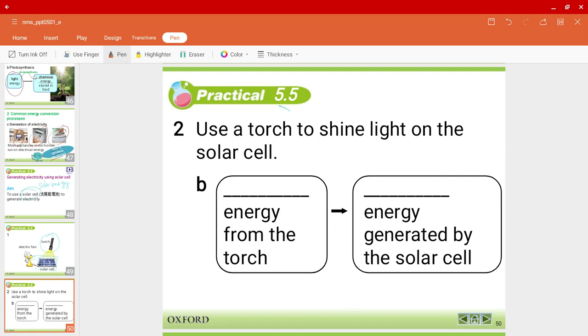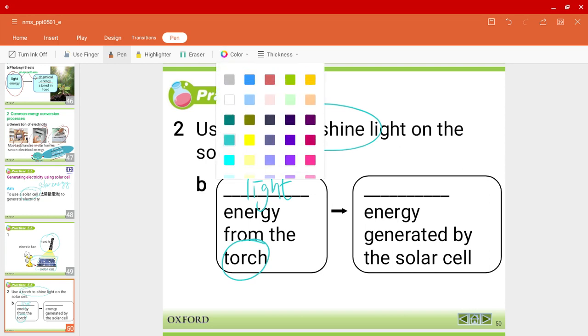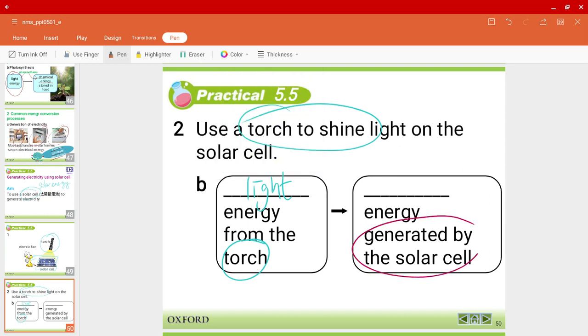Originally we're using a torch to shine light. So of course, what type of energy is coming from the torch? Obviously, light energy. Afterwards, this energy is absorbed by the solar cell, and eventually, what type of energy is generated? Yes, electrical energy. So just like this, electricity is generated.